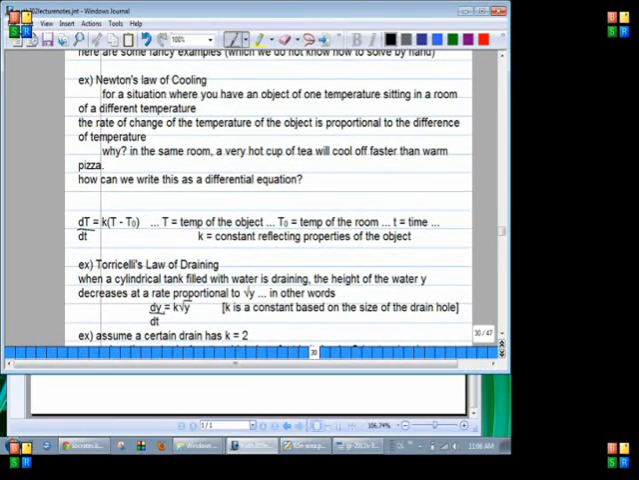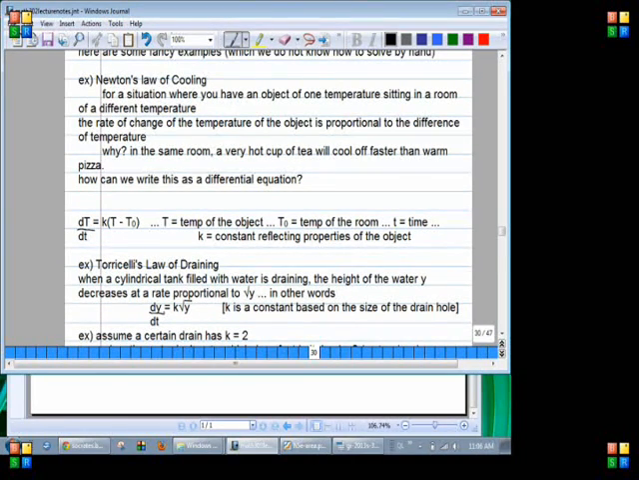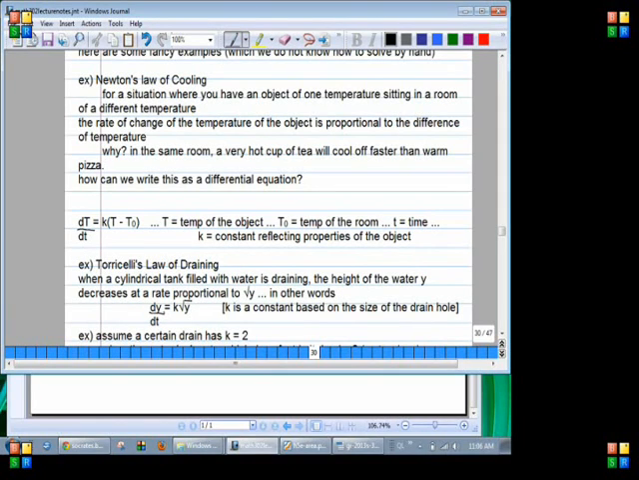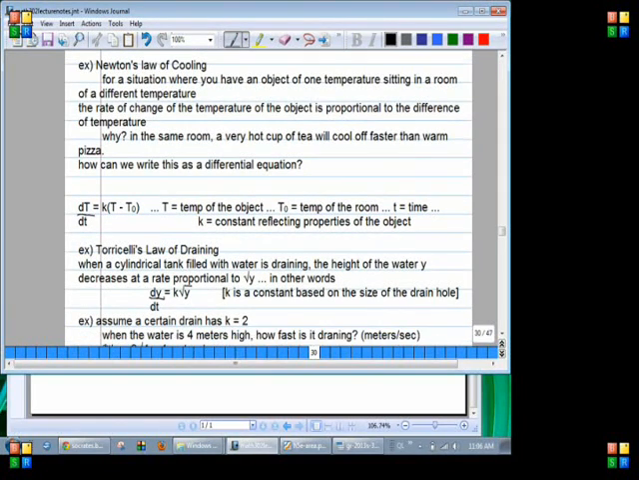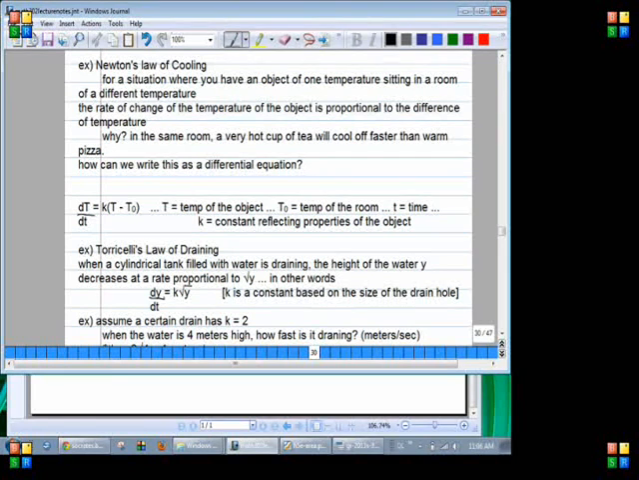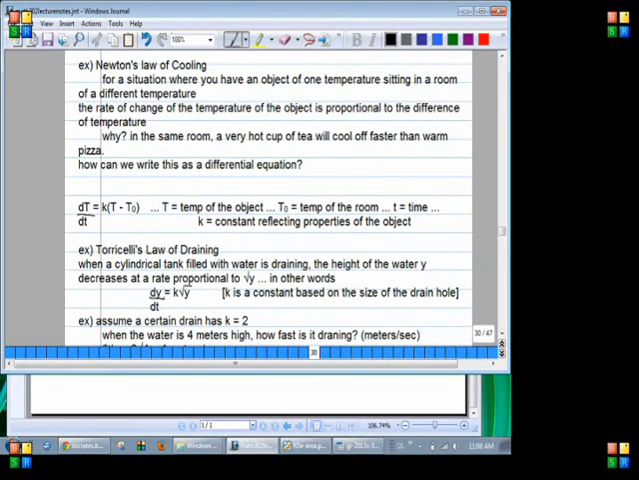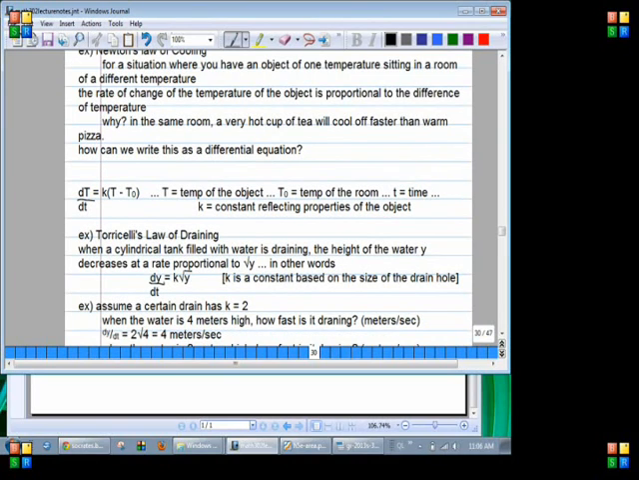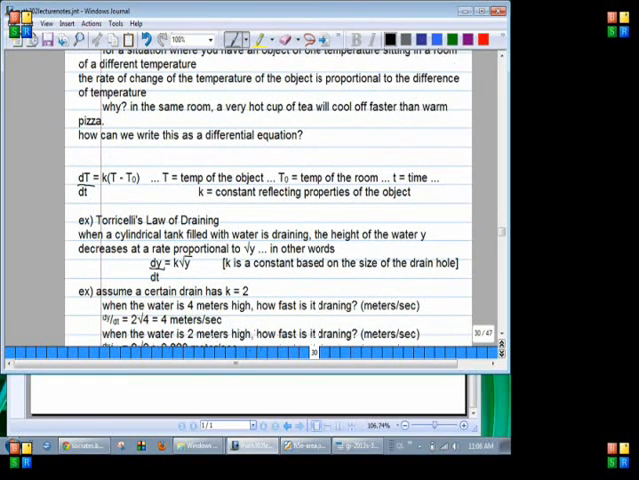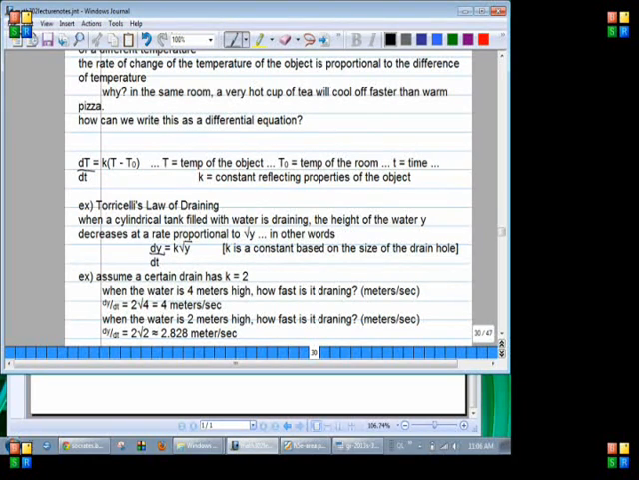So right now we're going to look at an example. Suppose that a drain has k equals 2, then your differential equation, well, you could figure out what it is. So when the water is 4 meters high, how fast is it draining? Oh, I didn't say what the units were. Let's say meters per second, because I always use metric units. When the water is 2 meters high, 2 square root of 2, so about 2.828 meters per second.